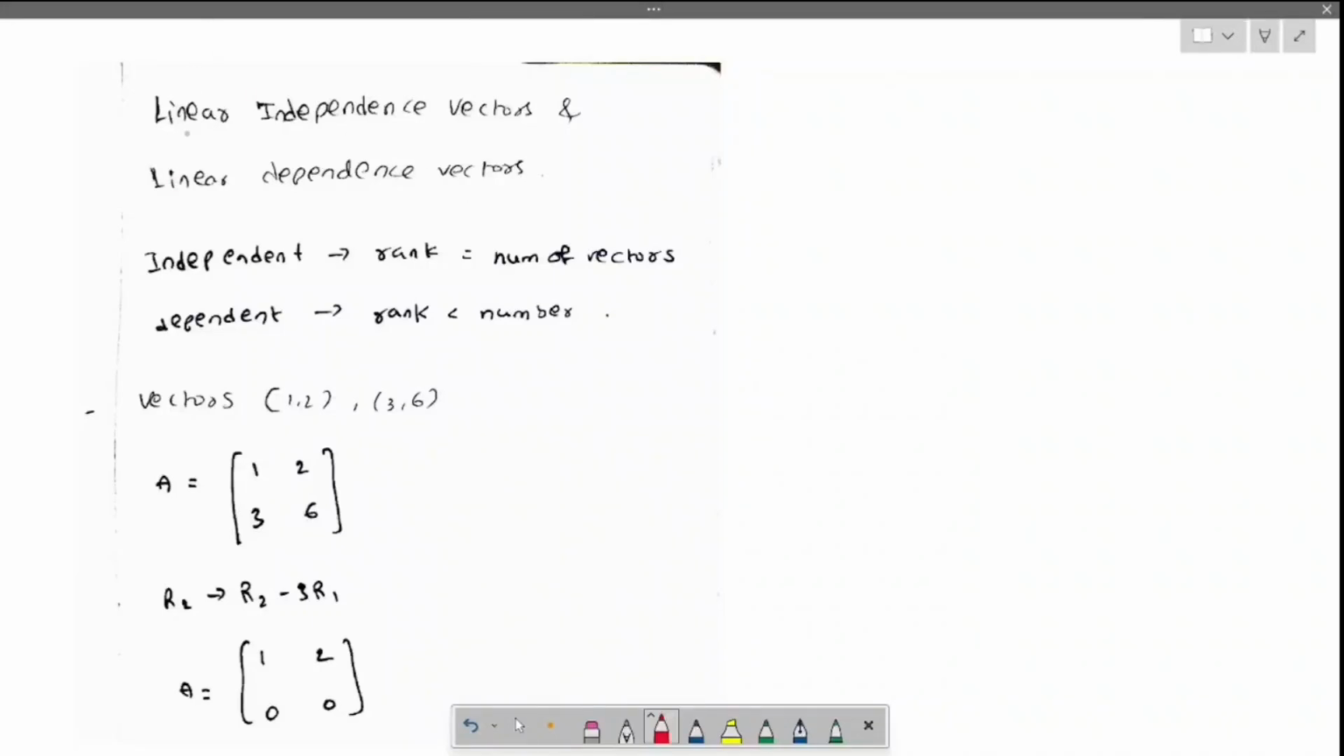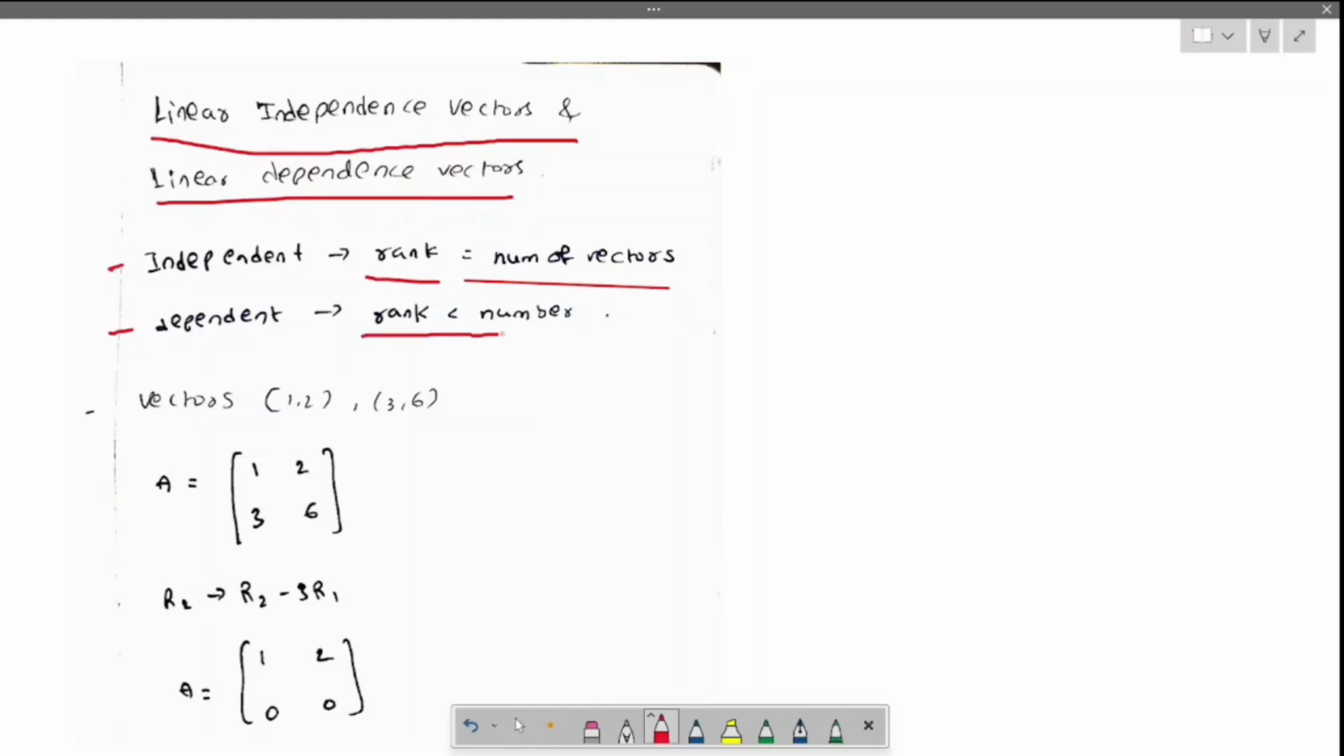In this video, we are going to learn about linear independence and linear dependence of vectors. So, what is the criteria for independent vectors? If the rank is equal to the number of vectors, then the vectors are said to be independent. Then, what is the criteria for dependence? If the rank is less than the number of vectors, then it is said to be linearly dependent vectors.